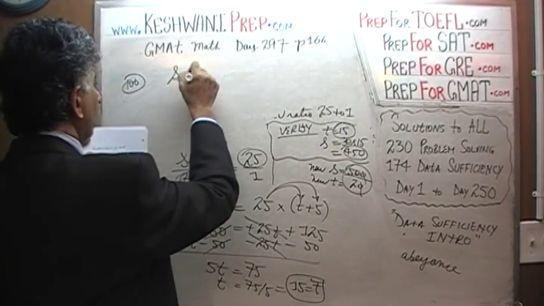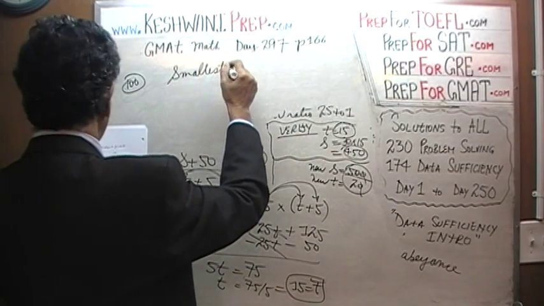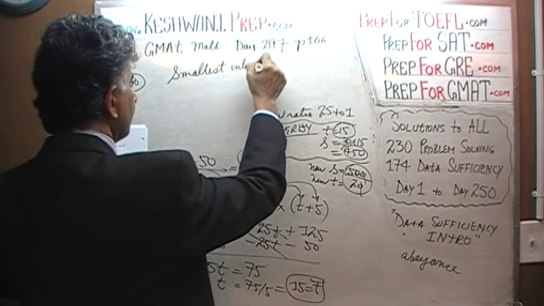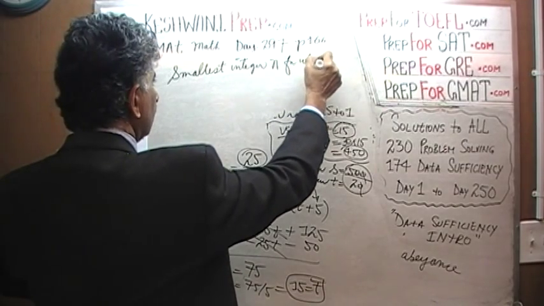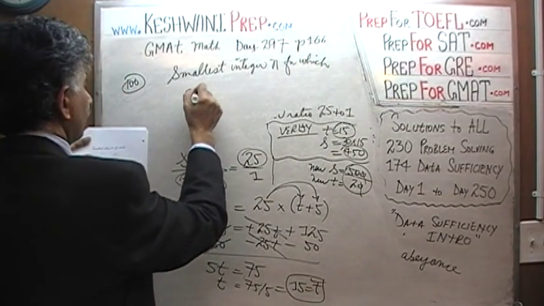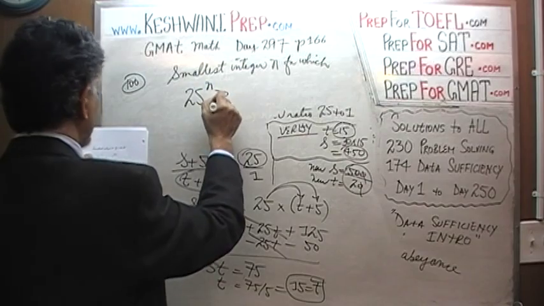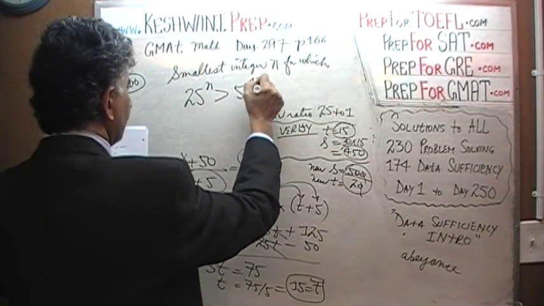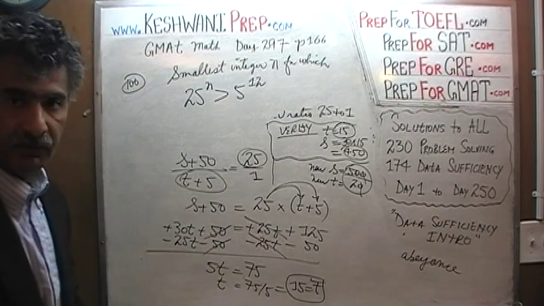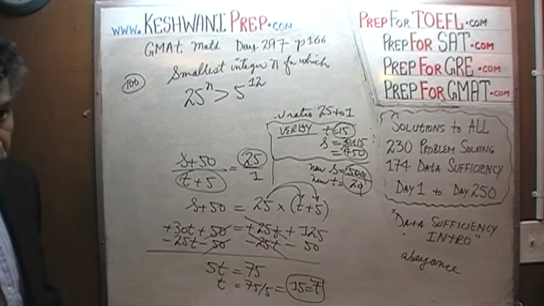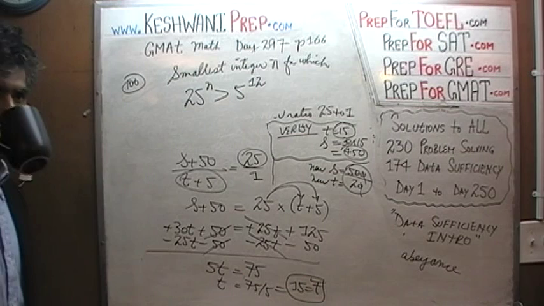Question here is, what's the smallest integer n that we can find for which this statement is true? 25 raised to n has to be more than 5 raised to 12. Let's find out, shall we? We need the room, obviously, so I'm going to have to erase it now. Give me another break, if you like.